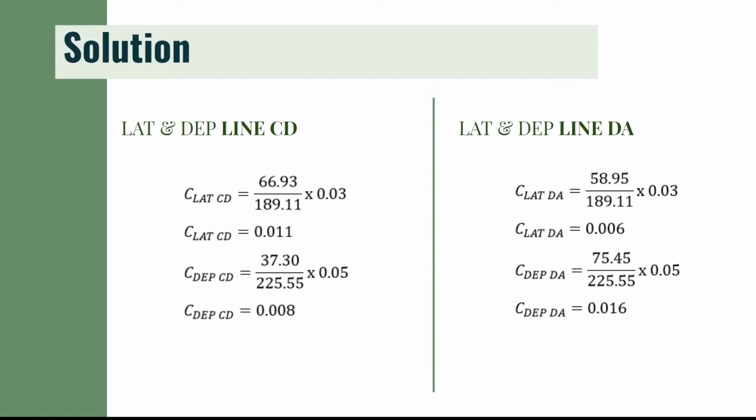The latitude of line DA is equal to 58.95 over 189.11 times 0.03 is equal to 0.006. The departure of line DA. Correction of departure is equal to 75.45 over 225.55 times 0.05 is equal to 0.016.